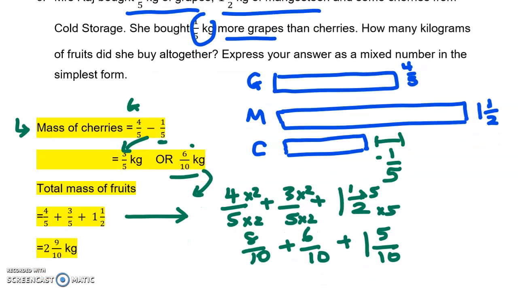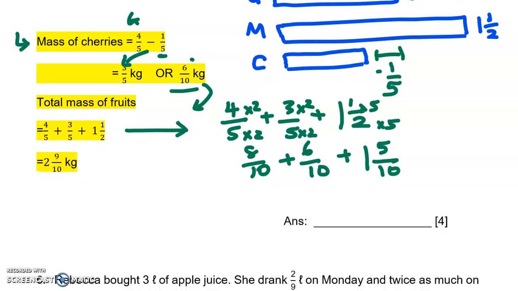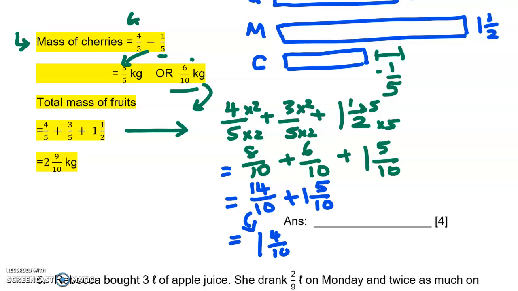Okay. Now the next step can be a bit tricky, so please pay attention. What I'll do is add up these two fractions. There will be 14/10 plus 1 5/10. I leave the mangosteen weight like that. We have an improper fraction here, so I'll change this improper fraction into a mixed number. That will give me 1 4/10 plus the mangosteen weight 1 5/10.